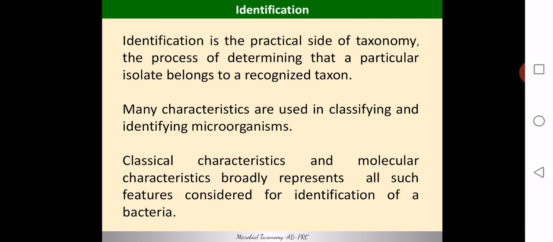Now the final part of taxonomy is called identification. This is actually the practical side of taxonomy. This is the process of determining that a particular isolate belongs to a recognized taxon. This is the laboratory side. Here we study the different characteristics. Various classical and molecular characteristics are broadly studied, and based on that we identify the organism. So in the next part of the presentation we will see the different characteristics or criteria used for the identification process.